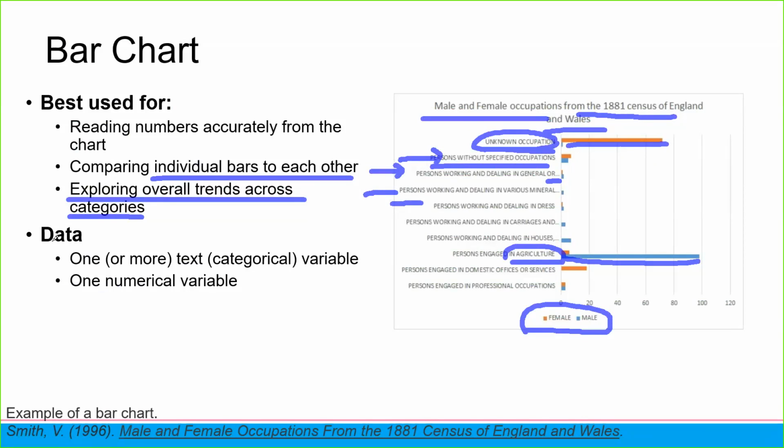So the data here means we can plot one or more text or categorical variables and one numerical variable. The numerical variable here is the numbers. We can see it is about 99 or 95 maybe, and this one is maybe about 75. So there is a number that can be represented in the bar chart.